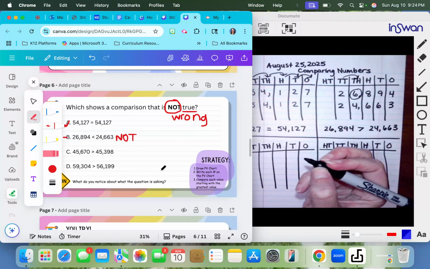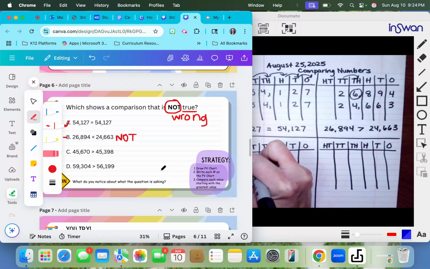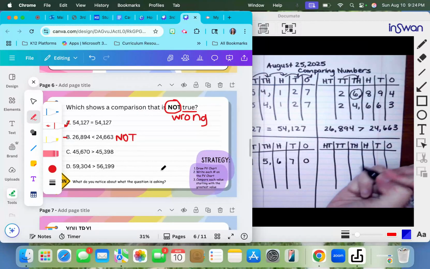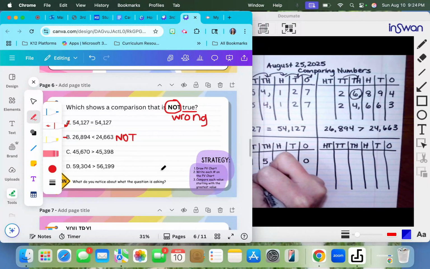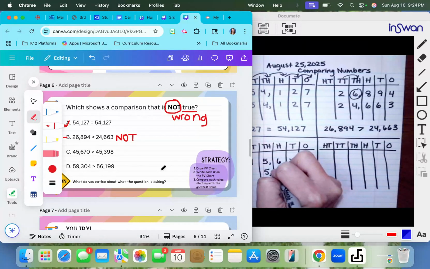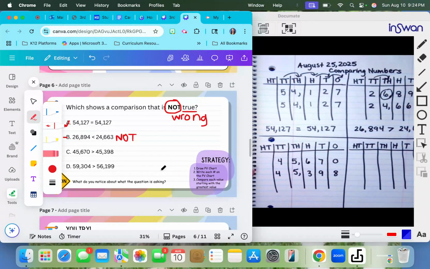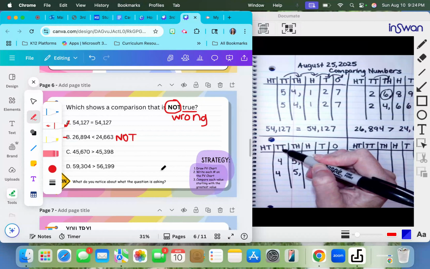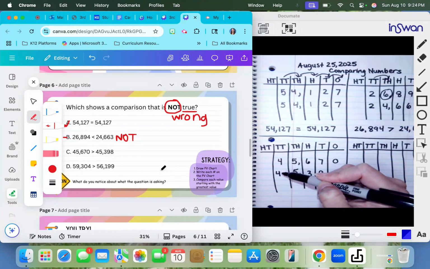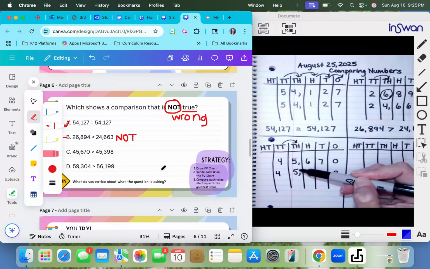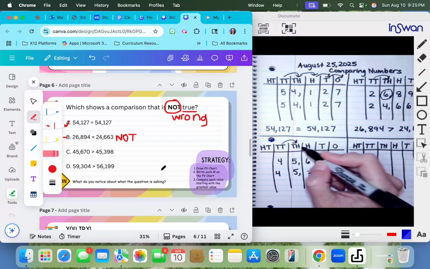So now let's go to C, place our numbers on our chart. 45,670. 45,398. Okay. Oops, sorry, you can't see that, can you? There we go, scoot him over. Okay, so we start in our place that has the greatest value, which for these numbers is 10,000s. We got a 40,000 and a 40,000. Go next door. 5,000 and a 5,000. Go next door.